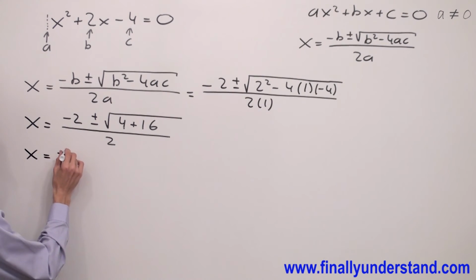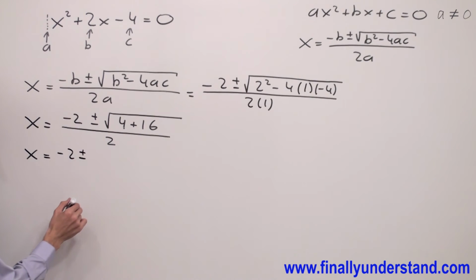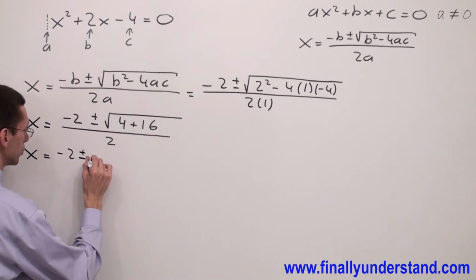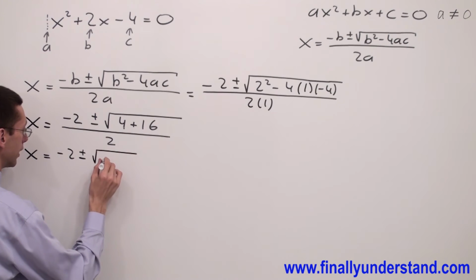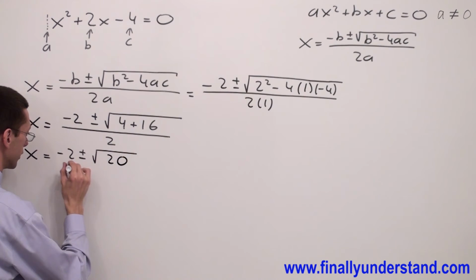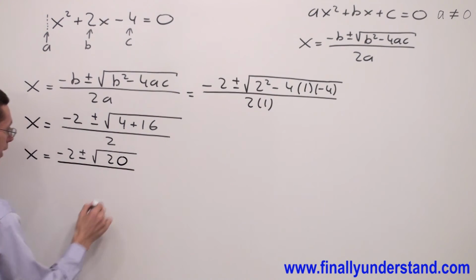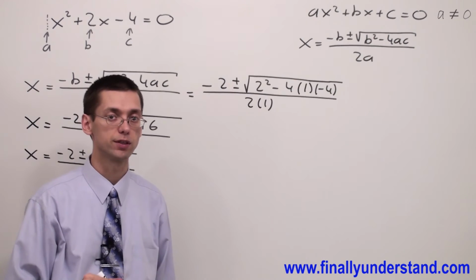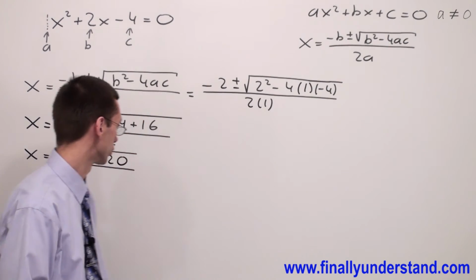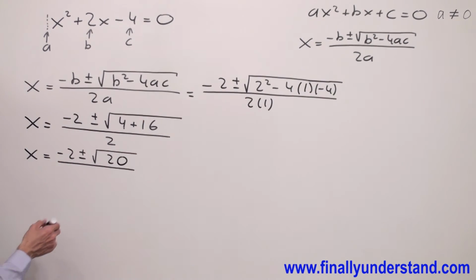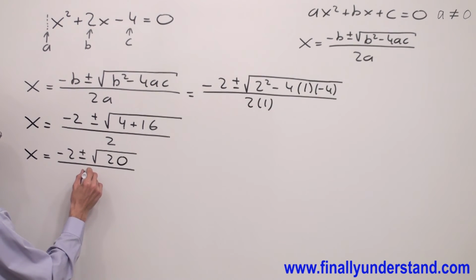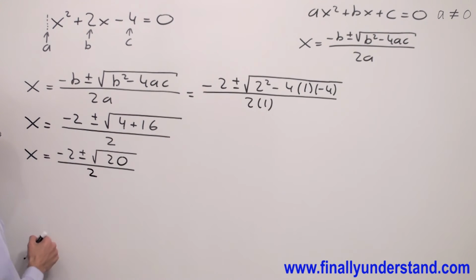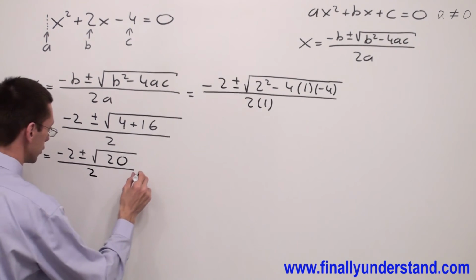We have minus 2 plus minus square root, and I have 20. Okay? My discriminant is equal to 20. 20 is greater than 0. It means that we are going to have two real solutions. So we have in the denominator 2.